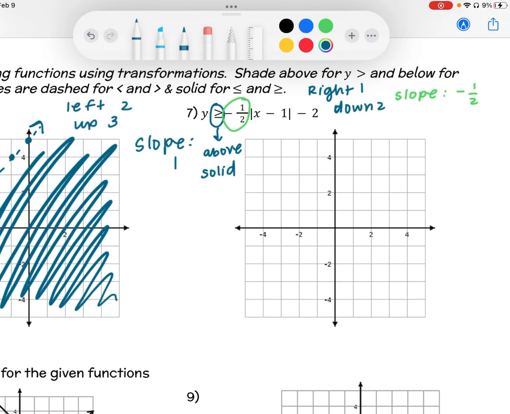All right, so always graph your vertex first, so that would be your right 1, down 2. So I'm going to move from the center, move to the right 1, and then move down 2, and that would be my vertex. And then from there, we can just use the slope to get the rest of the points. So because the slope is negative 1/2, I'm going to go down 1 over 2 from that vertex point. And I'll do the same thing in the opposite direction. And you can continue until you get to the end of your graph.